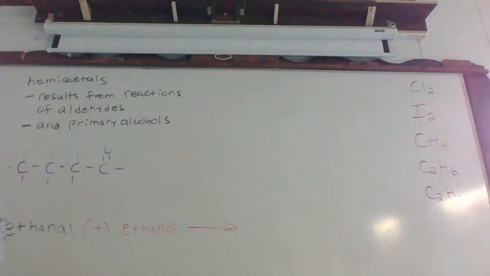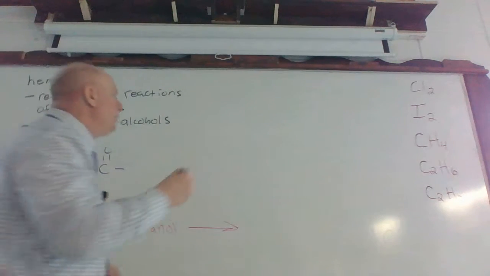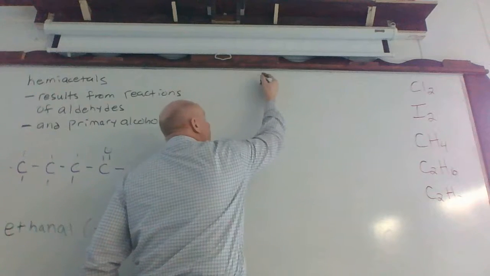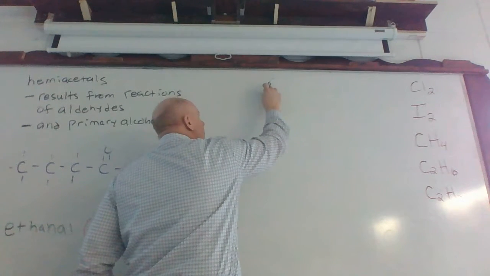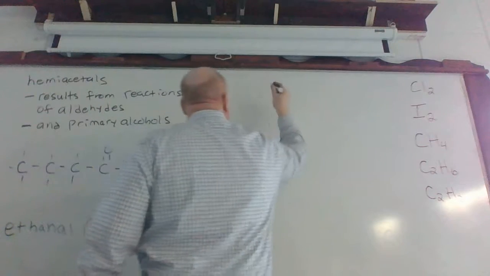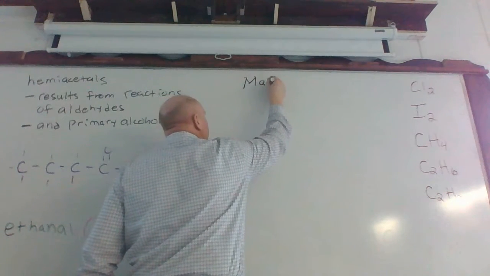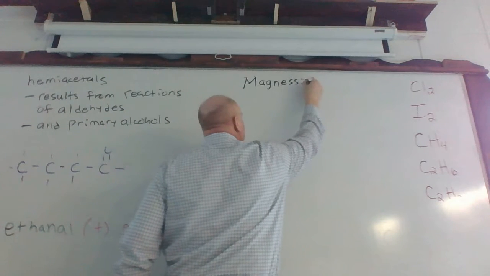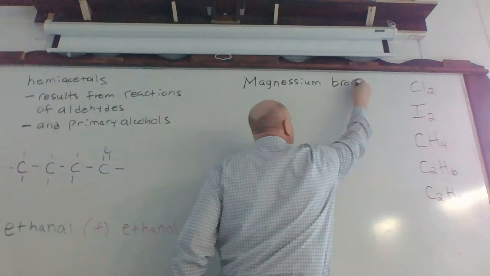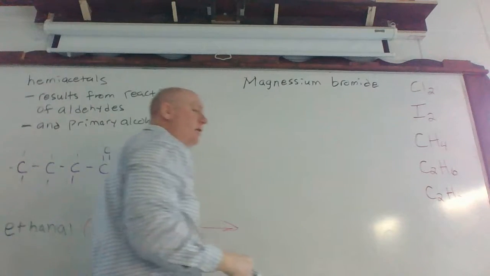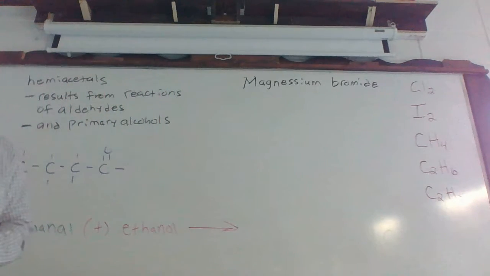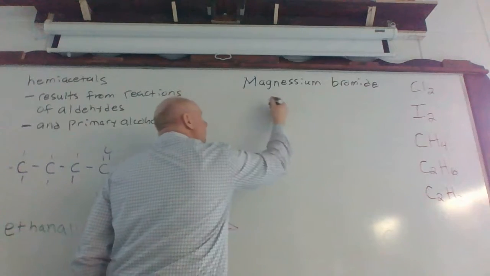Okay, so the last thing that we want to do is let's go ahead and write out some of these chemical formulas. So let's say, for instance, we'll do magnesium bromide. Okay, so we're going to write out, you see the name, we're going to write out the chemical formula. Okay, what is the symbol for magnesium?